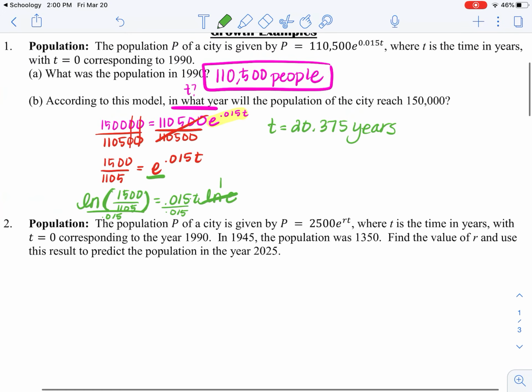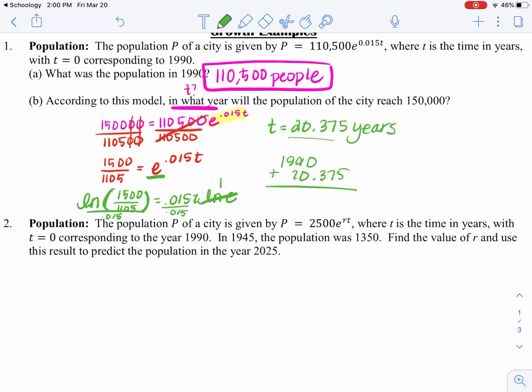20.375 years. Now let's make sure we answer the question. In what year will the population reach 150,000? Well, this is not a year, so we still have to write down that year. So we have 1990 plus 20.375, which is 2010.375. So I'm going to say during the year 2010.